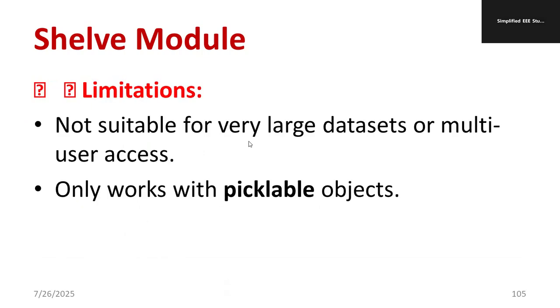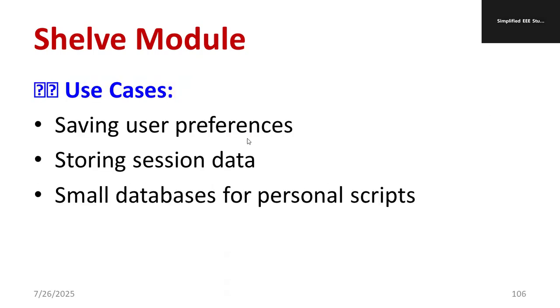The drawbacks are that it is not suitable for very large data sets or multi-user access. That is one of the setbacks. It also only works with picklable objects. That is another shortfall of this shelf module. Anyway, every module has pros and cons. So I have pointed out the pros and cons of the shelf module. There are use cases like saving user preferences, storing session data, and a small database for personal scripts. These are the major use cases.